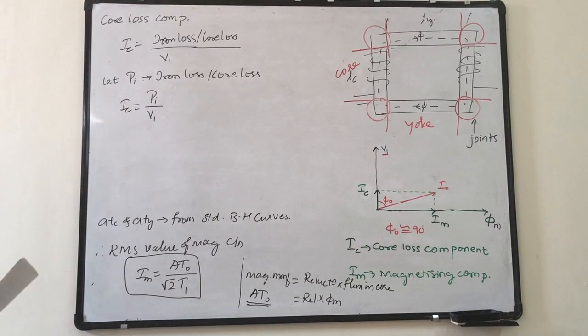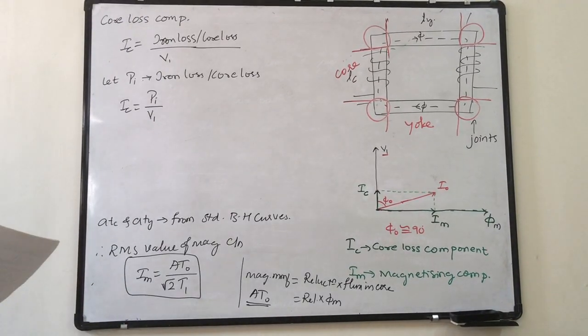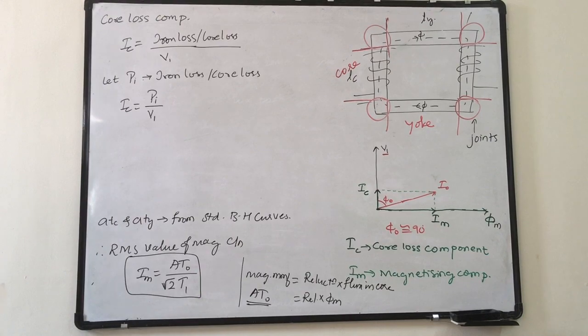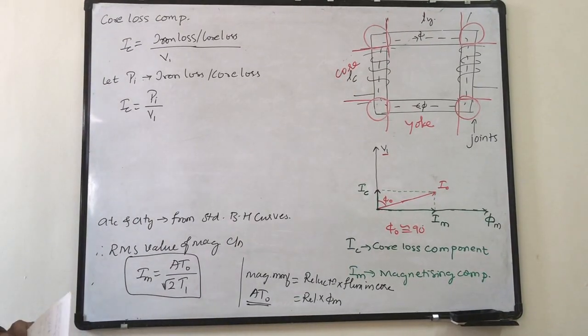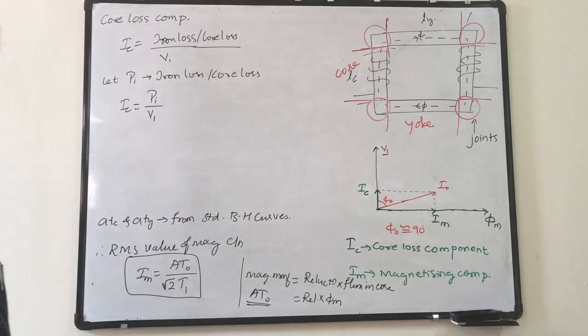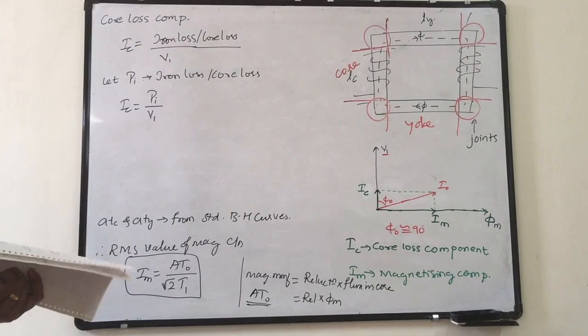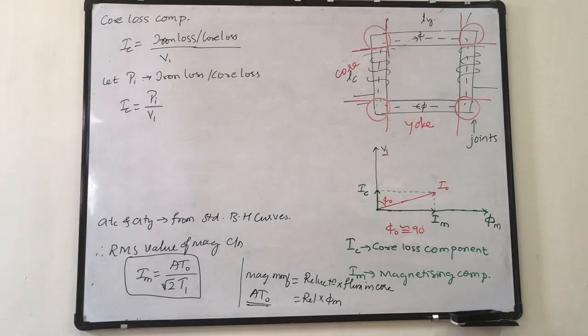How do I get the iron losses? To know the iron losses, I should know the loss per kg, and I should know the weight of the core. Once we take up the example, we will get to know exactly how to get Pi. It is not so directly that we will get Pi. We have to calculate a few things for that.